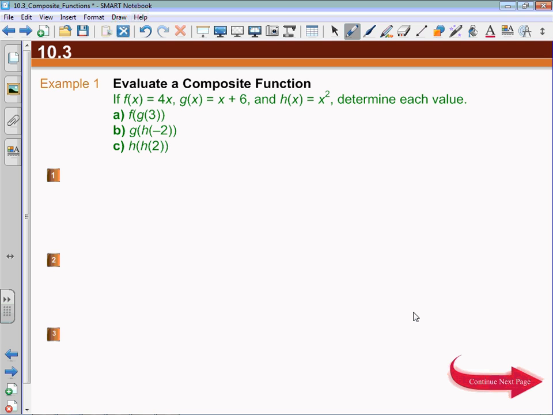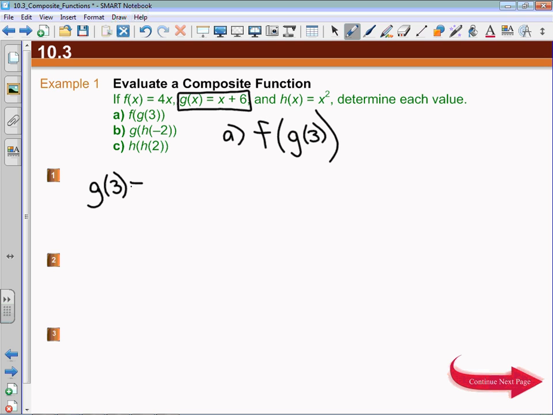So when we look at A, which is function f evaluated at function g evaluated at 3, which is a mouthful. Sometimes English and math don't go together that well. We have an inner function. We have function g, and it wants us to find g of 3. So g of 3, and I'm going to use function g, which is given to us right here. G of 3 would be equal to 3 plus 6, because I replaced the input with 3, and I get that g of 3, therefore, is equal to 9.